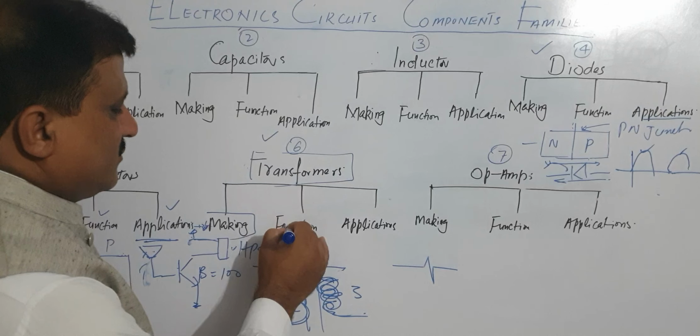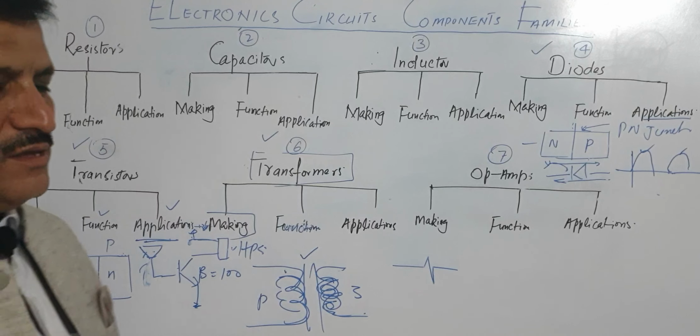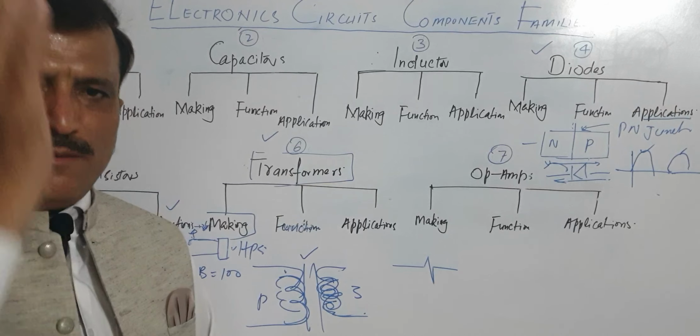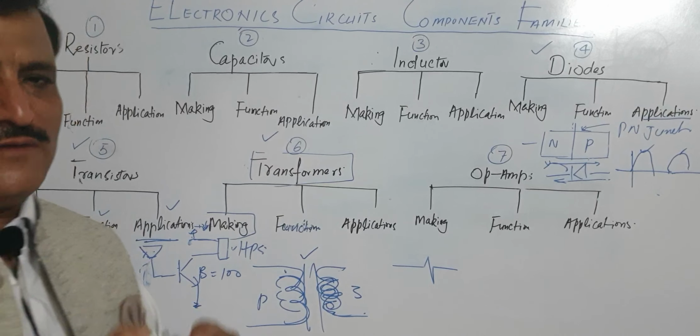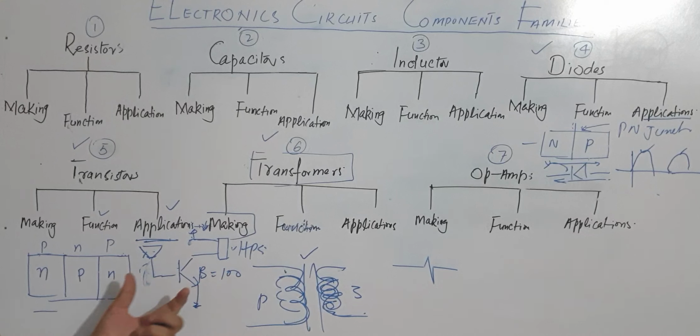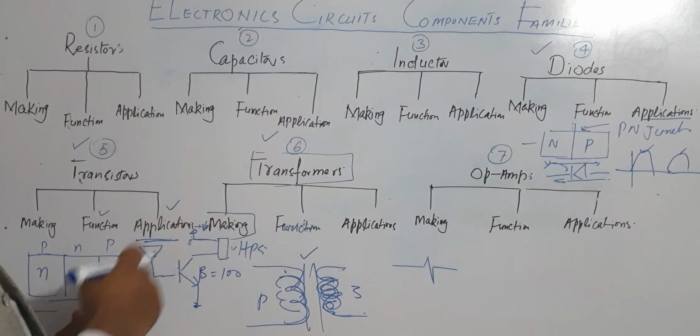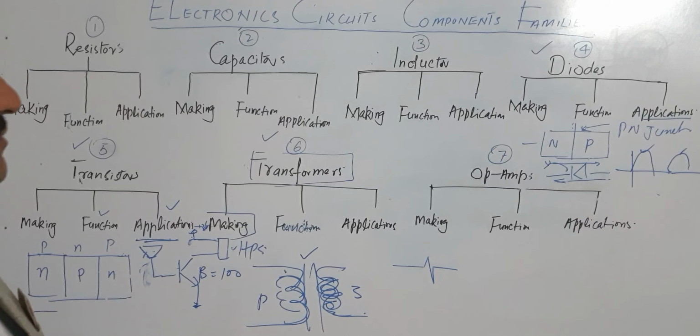As I told you, the very basic function of the transformer is to change the amplitude or the strength of the signal. It is not like a transistor. Actually, a transistor has a different purpose. It is an amplifier, whereas a transformer basically steps down the voltage or steps up the voltage.